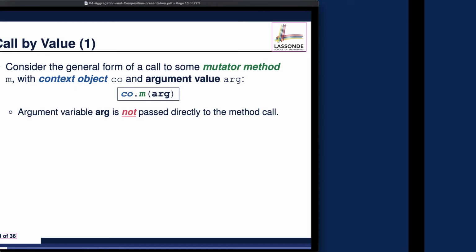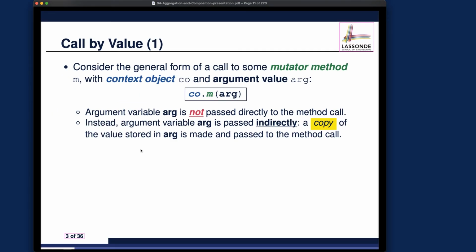Okay, let's see. So instead, argument variable arg is passed indirectly. So not just direct replacement. Okay, it should be indirectly. In what way? A copy of the value stored in arg is made and passed to the method call. Right? So that's the formal definition for the call by value.